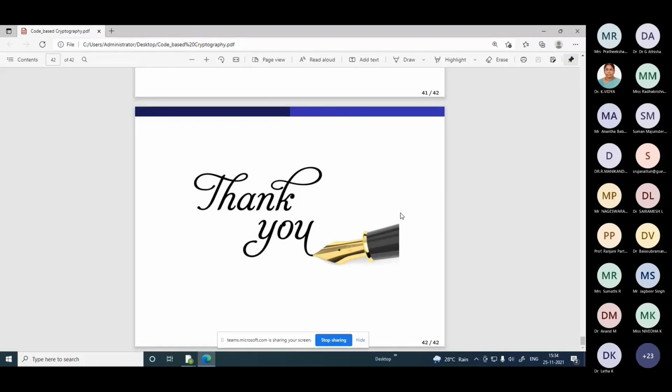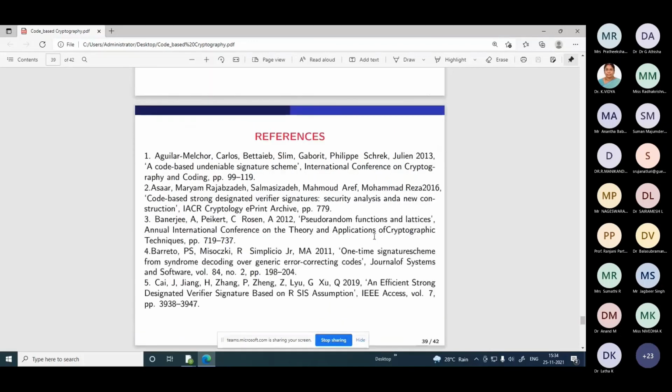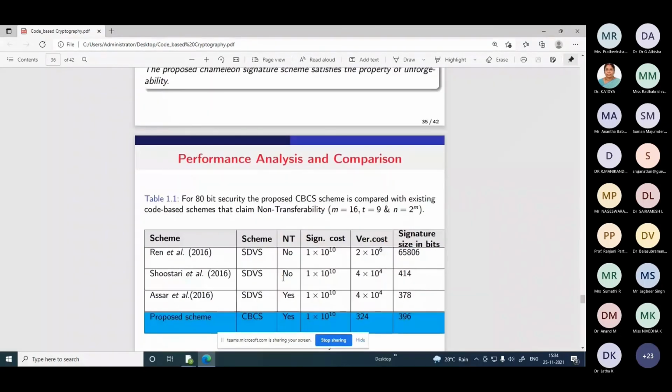I will give the variations in the algorithm, and I have to see that it reduces some cost. Some significant improvement has to be given either in signing or encryption cost. Then only our paper will be accepted, right? Yes, ma'am.